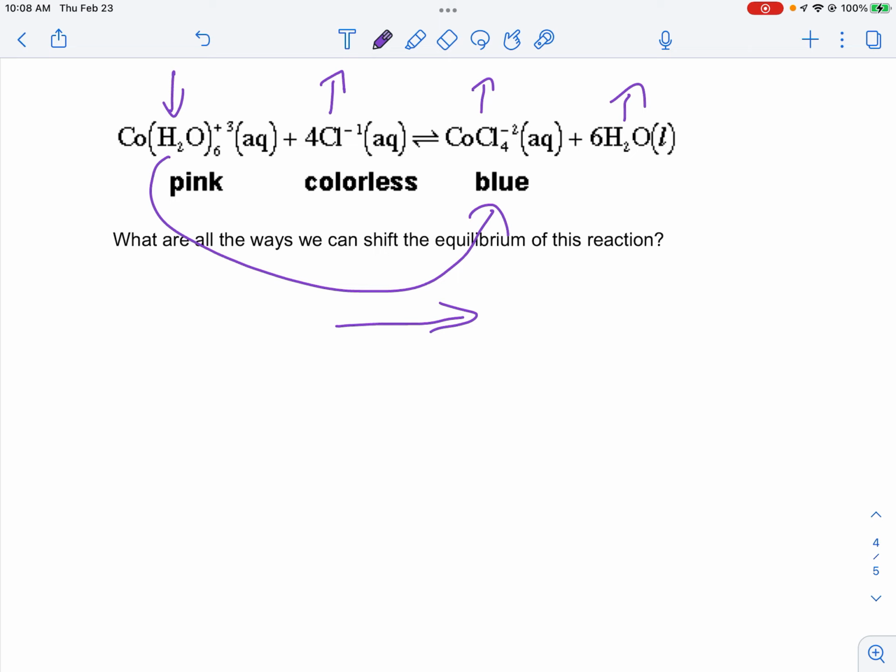So that's one way that concentration can affect it, right? You can add more of something to increase that reaction. Well, what if we do it on the other side? Like let's say that this blue stuff is cheap, right? We don't really care about that, so we're going to throw a bunch of that into our beaker.